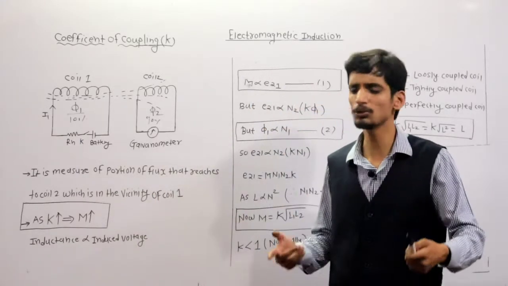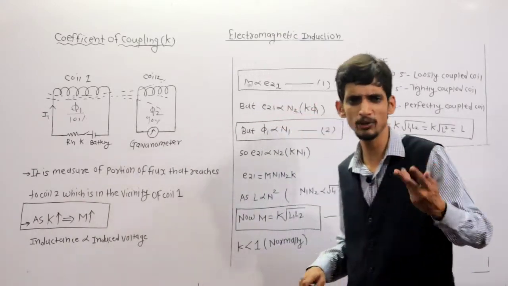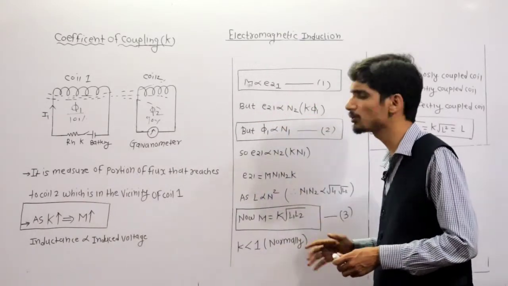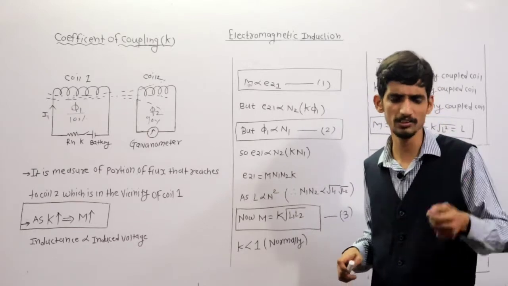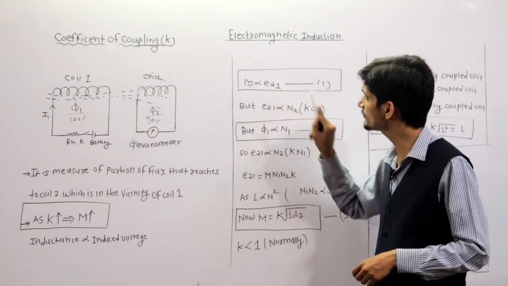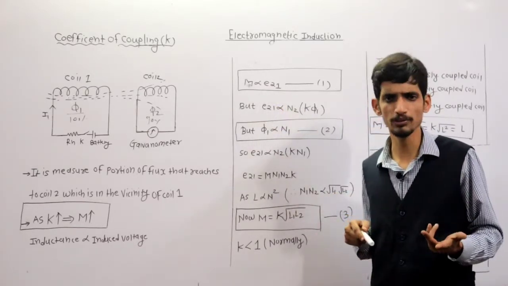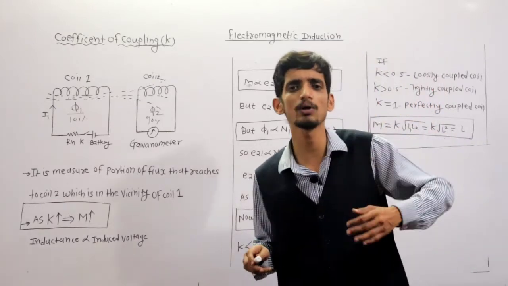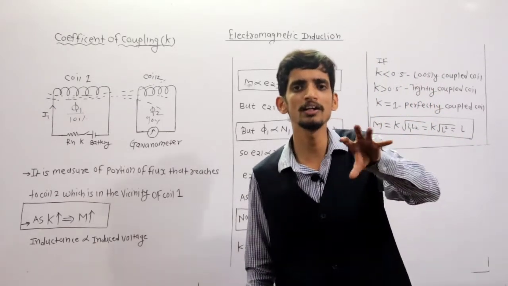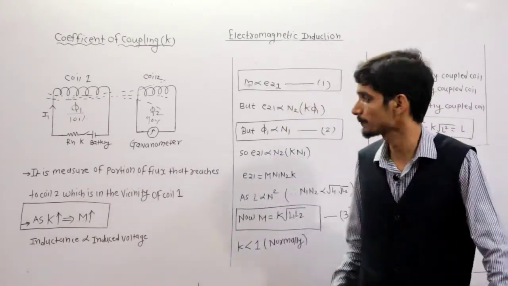Clear? Now, as we know that inductance is proportional to induced voltage, so now we have to derive the formula for mutual inductance. Mutual inductance is proportional to E21. Obviously, if the EMF induced in the second coil is more, then mutual inductance is definitely more. That's why the EMF is more.